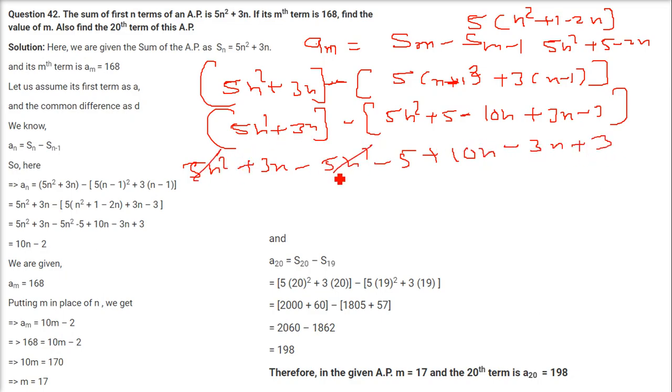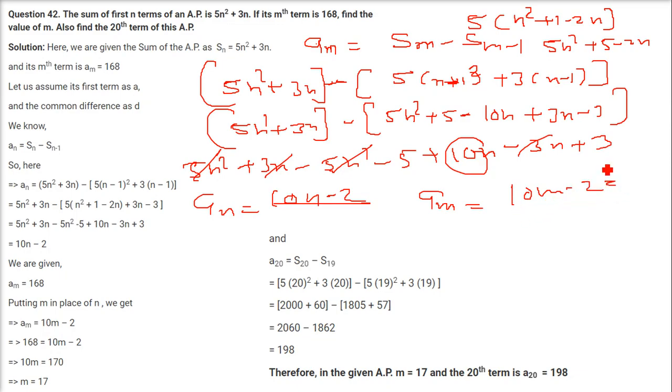So do you get this gets cancelled, right? And we have this 10n, 3n get cancelled. So you have 10n and 3 minus 5 is minus 2. So 10n minus 2 is the nth term, an. So in order to find am, it will be 10m minus 2, right? And the mth term is given as 168. So 10m will be equal to 168 plus 2, that is 170, and m will be equal to 170 by 10, that is 17. So m is 17, right?